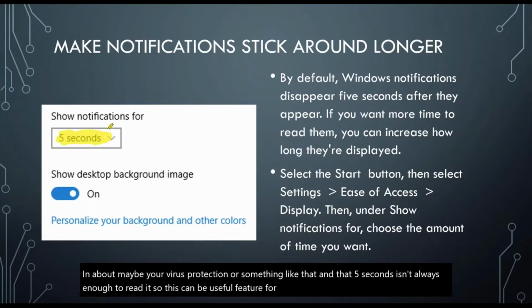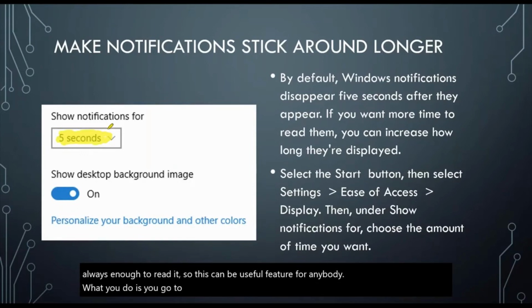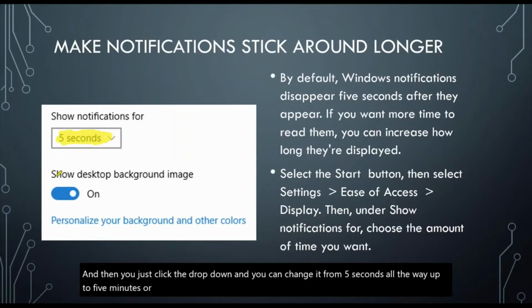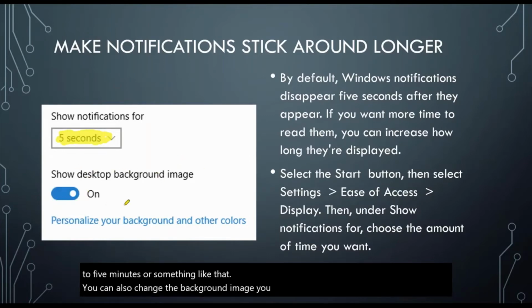What you do is you go to the notification settings under Ease of Access and Display again, and then you just click the drop-down and you can change it from 5 seconds all the way up to, I think, 5 minutes or something like that. You can also change the background image. You can turn that on and off. That can help people with visual impairments as well.